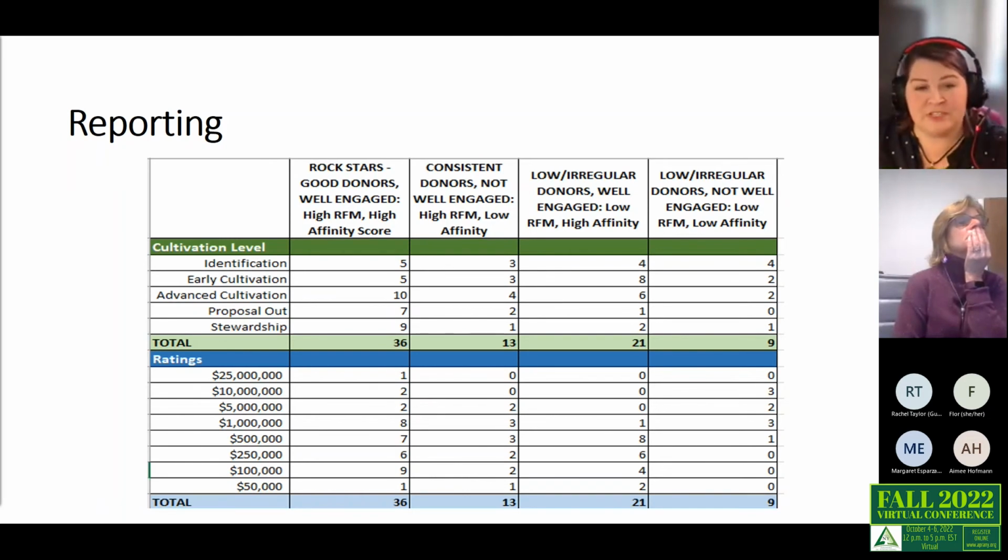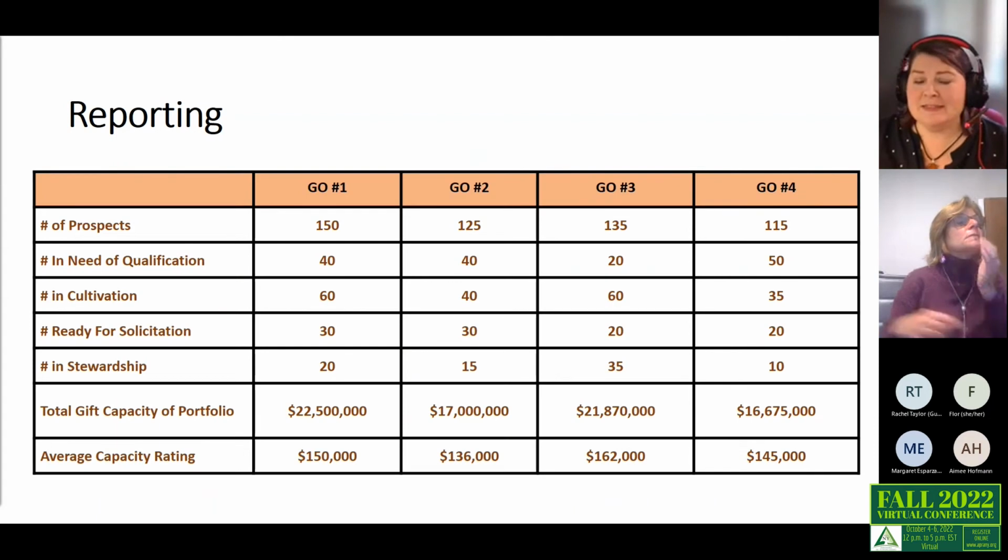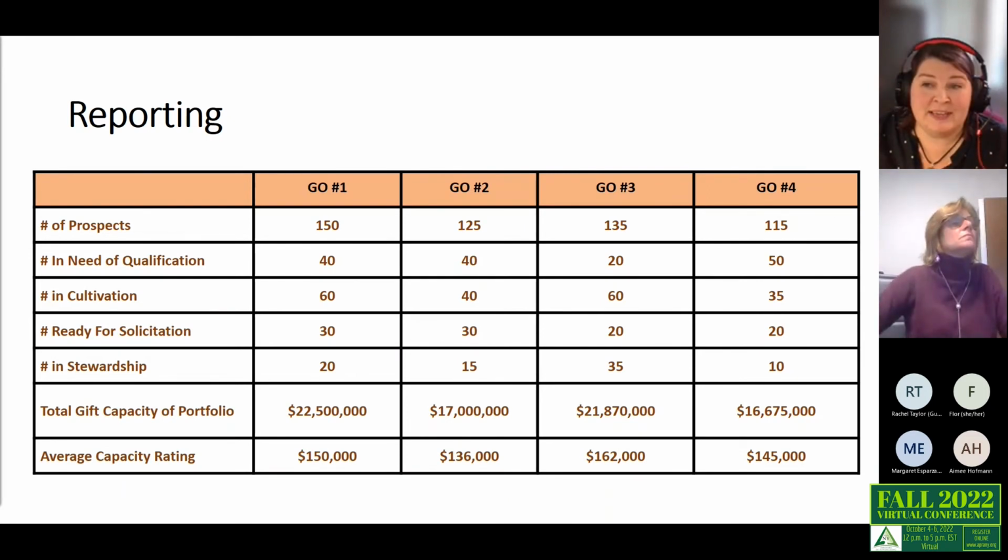And if we can see where they're stuck, we can start to create strategies, right? So this is just another sample report comparing one gift officer portfolio to the next based on the stages, gift capacity, average capacity rating. If you're hoping to create equity between your gift officer portfolios, this is a nice way to look at them so you can start to even them out a little bit.